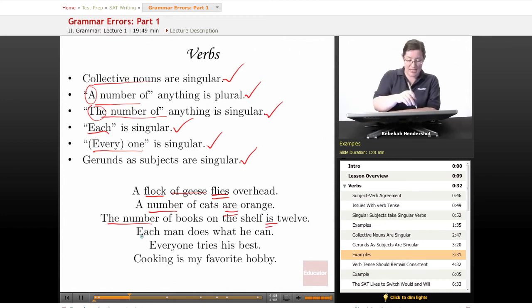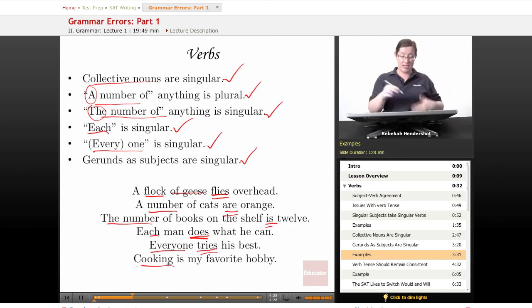Each man does what he can. Each, or even you could take out man and just be each does what he can, gets the singular verb does. Everyone tries his best. Everyone, again, is always singular, so everyone tries his best. And cooking, even though it's a verb, it's a gerund, so it's acting like a noun, and it's acting like a singular noun because it's describing the abstract concept, the activity of cooking. Cooking is singular, is my favorite hobby.